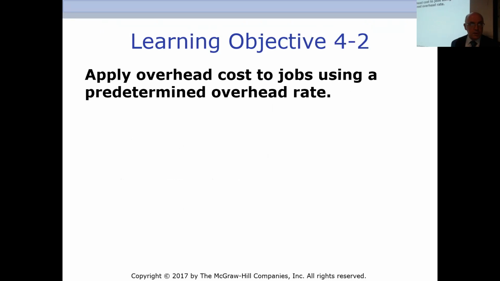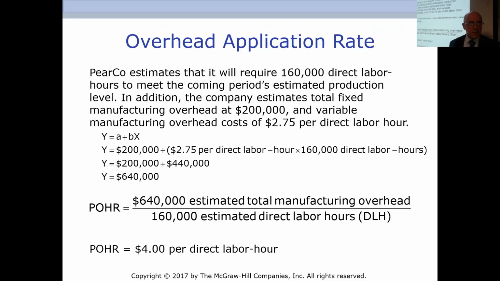And applying overhead cost to jobs using that rate. Here's an example. Pear Company estimates that it will require 160,000 direct labor hours to meet the coming period's estimated production level. In addition, the company estimates total fixed manufacturing overhead at $200,000 and variable manufacturing overhead cost at $2.75 per direct labor hour. All that stuff's already been determined and computed. Doesn't this scream for an equation, y equals a plus bx? Yeah, it does. Oh, there it is. Just plug it in. Fixed cost is $200,000.